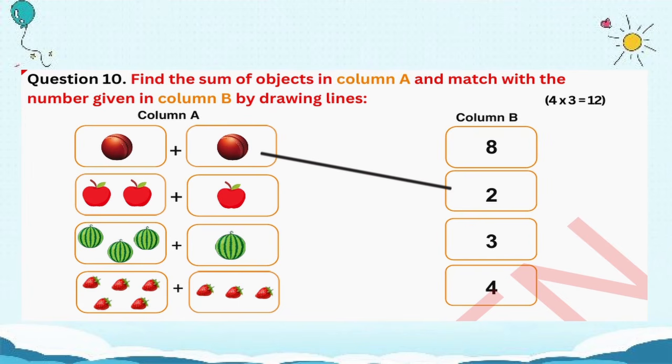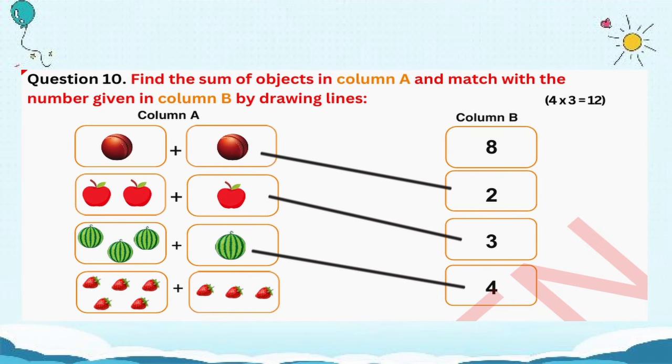For the second row, there are 2 apples in the first picture plus 1 apple in the second picture, which totals 3 apples. You would draw a line from the apples to the number 3 in column B. For the third row, there are 3 watermelons in the first picture, plus 1 watermelon in the second picture, which totals 4 watermelons. You would draw a line from the watermelons to the number 4 in column B.